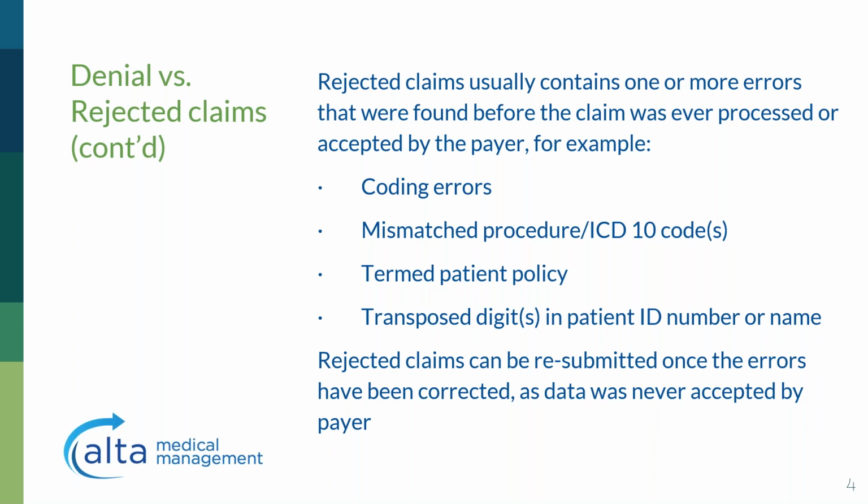Rejected claims usually contain one or more errors found before the claim was processed or accepted by the payer. Top examples of a rejected claim: coding errors such as an invalid or expired diagnosis code, the CPT not linked to the correct diagnosis code, the patient's policy has terminated, or transposed digits in the ID number, the patient's name, or their date of birth. These errors can be fixed and resubmitted as the claim was never accepted by the payer. Some rejected claims can be caught by the clearinghouse and resubmitted to the payer.